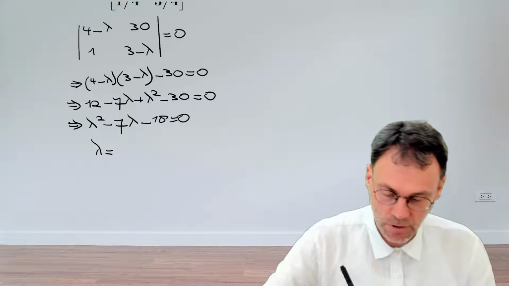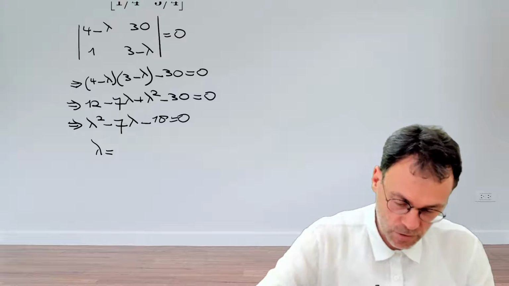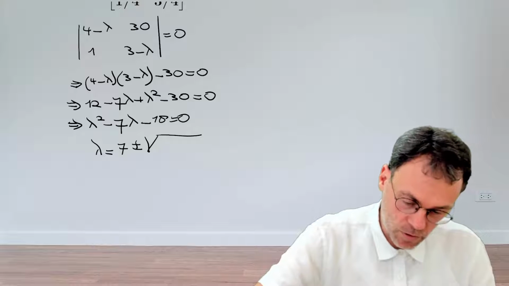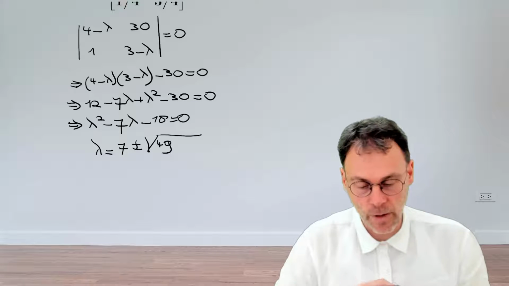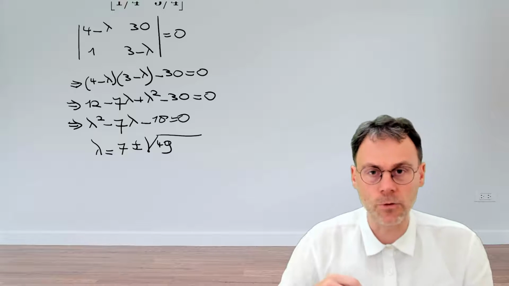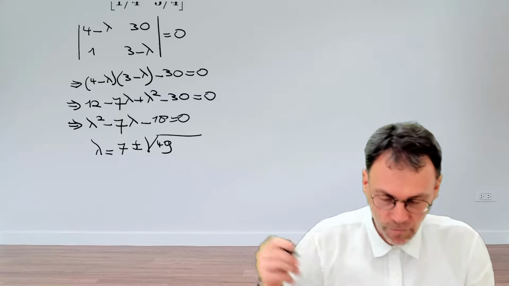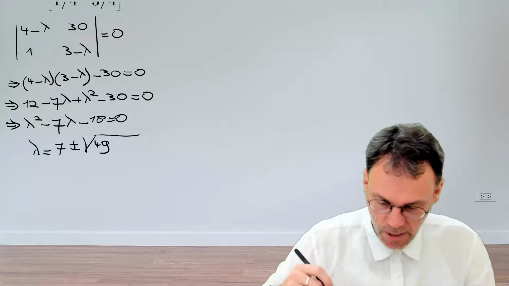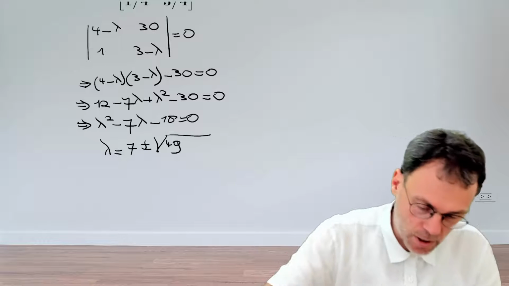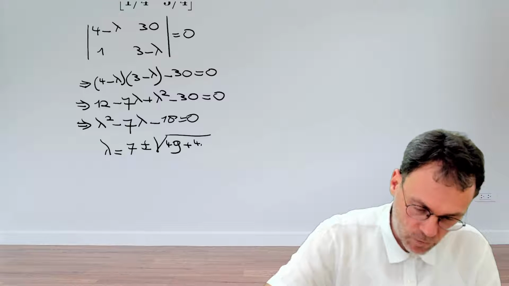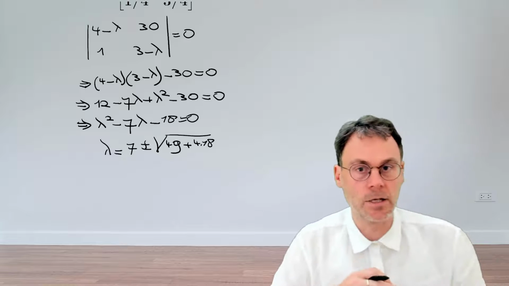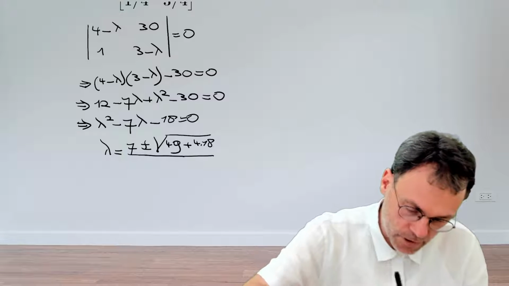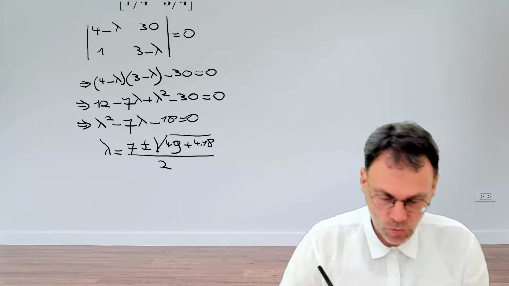So this gives us minus the b coefficient, so that's 7, plus or minus the square root of 7 squared, and then minus the product of the a and the c coefficients. There is already a minus there, so that becomes a plus rather. So plus 4 times 18, divided by 2 times the coefficient of lambda squared, so that's 2.